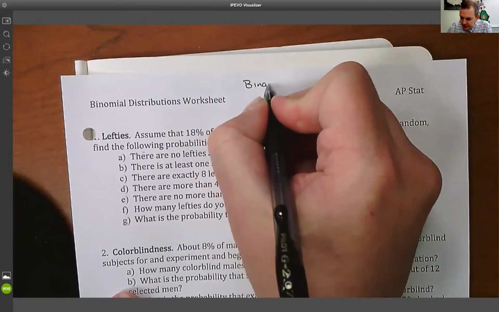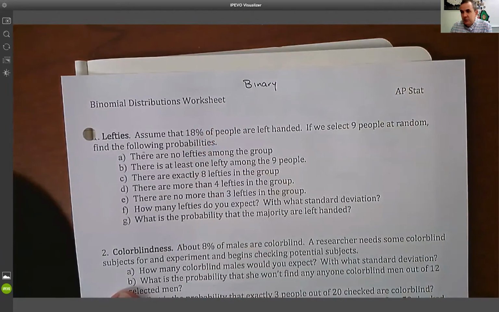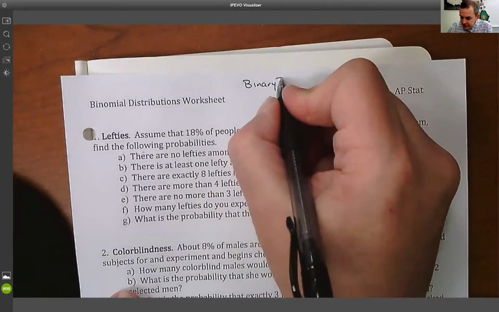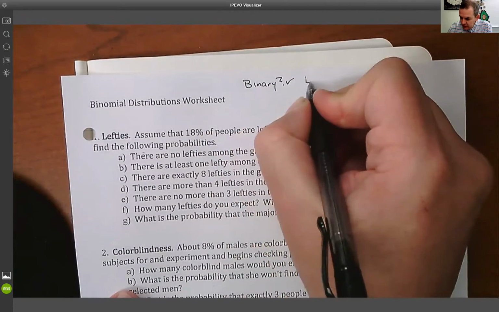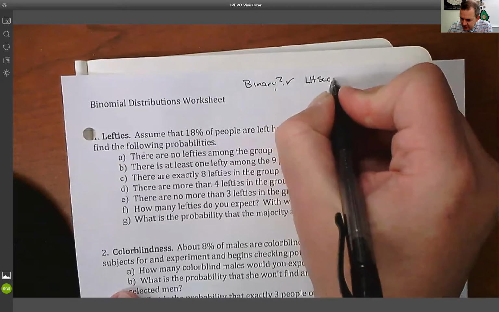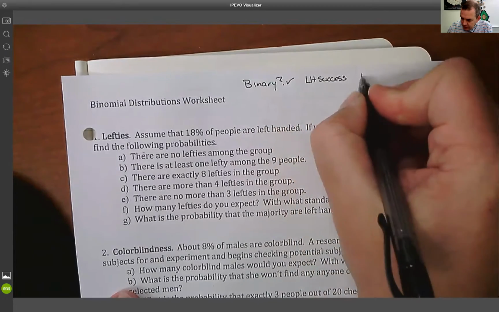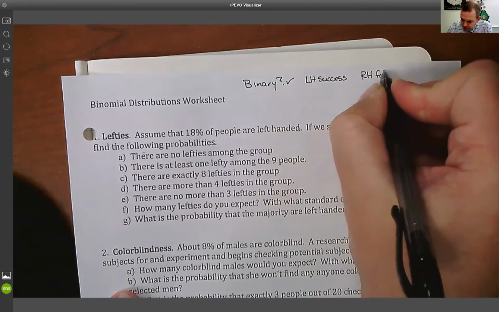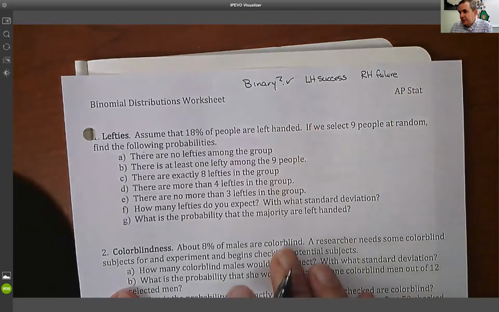The first is, is it binary? Do we have a success? Do we have a failure? So in this case, the answer is yes, we do, because we would say left-handed is a success. We would say right-handed is a failure. So the first question is we had to ask ourselves that.